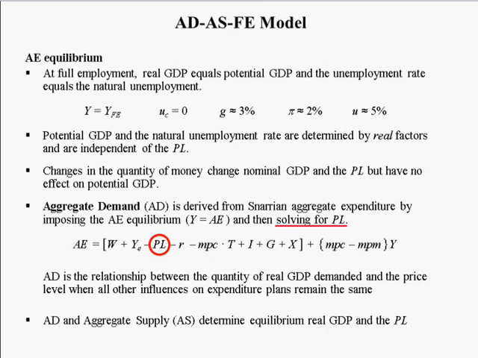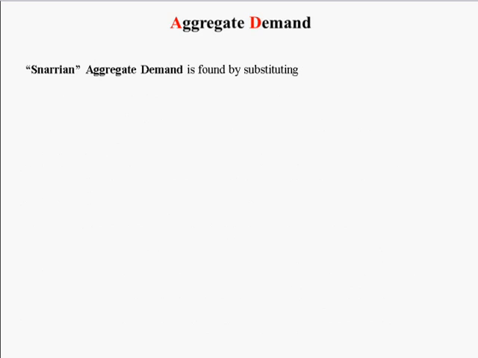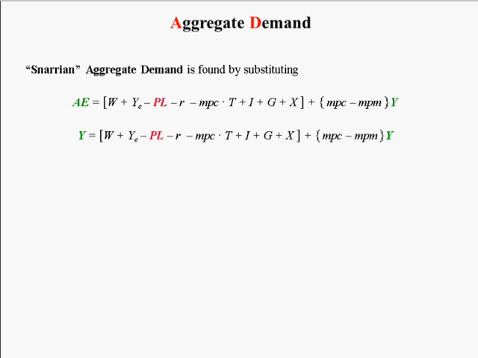So what follows on the next slide is essentially solving this for the price level. And when you solve this equation for the price level, you get the aggregate demand equation. Okay, so Keynesian aggregate demand is found by, like I said, replacing AE in the aggregate expenditure model with Y. Now, why did I do this? The equilibrium is the condition where aggregate planned expenditure equals real GDP.